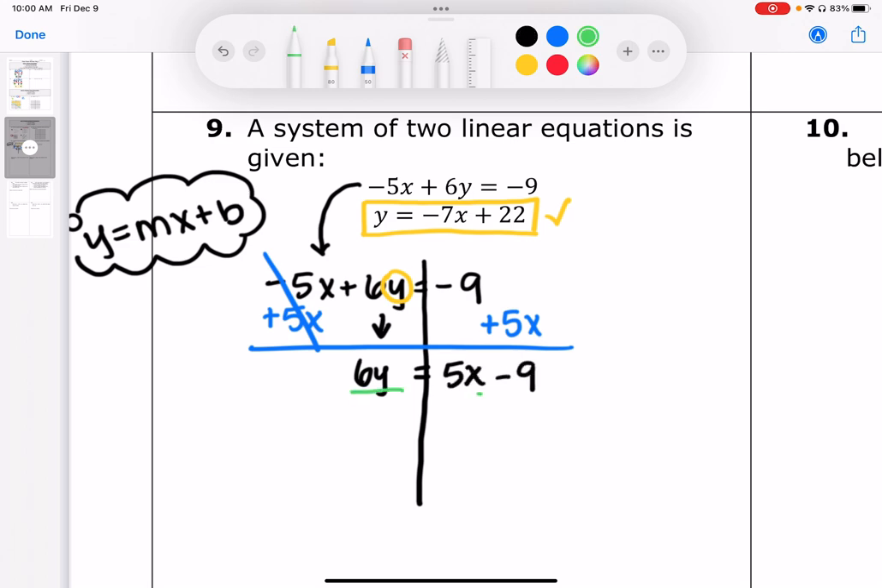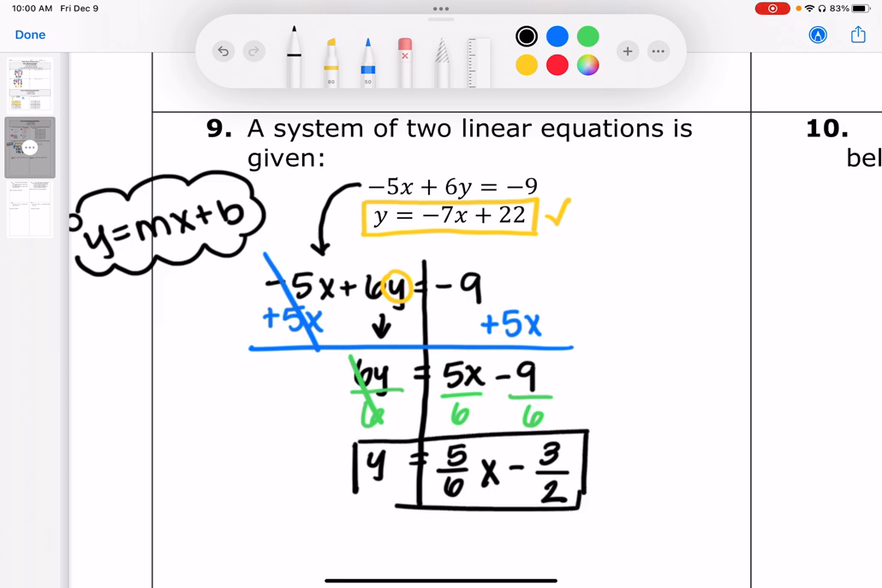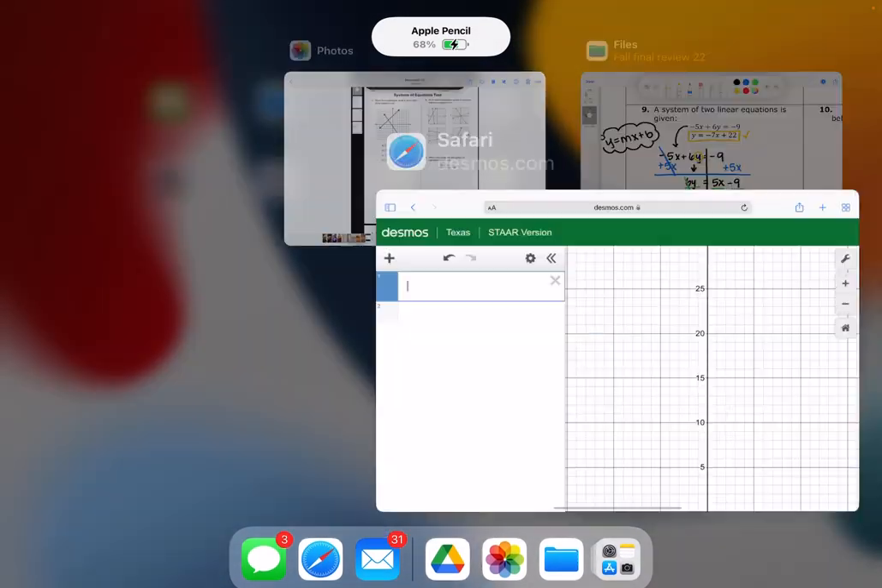The last step to get y by itself is to divide every single thing by 6. Those 6's are going to cancel, and I'm going to have y equals 5 over 6x minus 9 divided by 6. And you can reduce that if you want. They can both be divided by 3, which means we'll have a 2 in our denominator and a 3 on top. Either way, even if you leave it as is, it is okay. You can go ahead and plug this one into Desmos as well, and you're going to tell me where they cross. So the first equation we're going to plug in is y equals negative 6x plus 22.